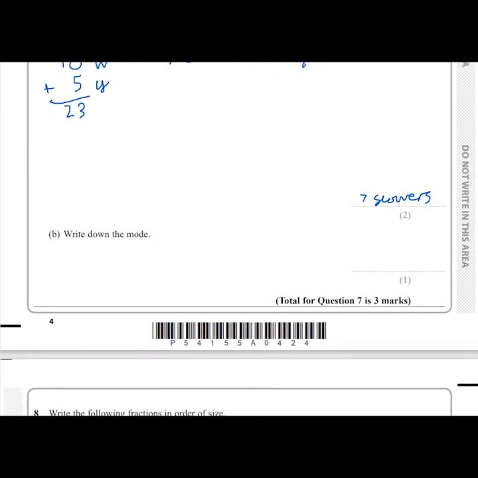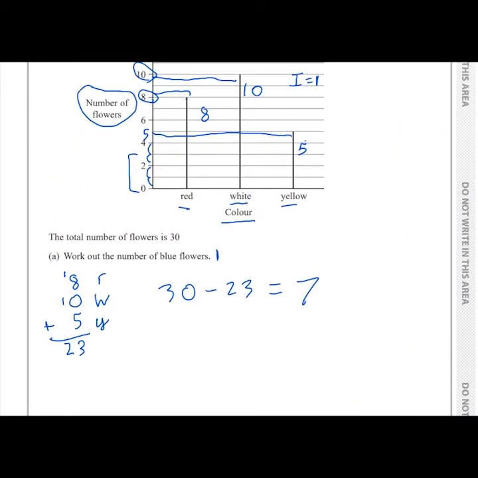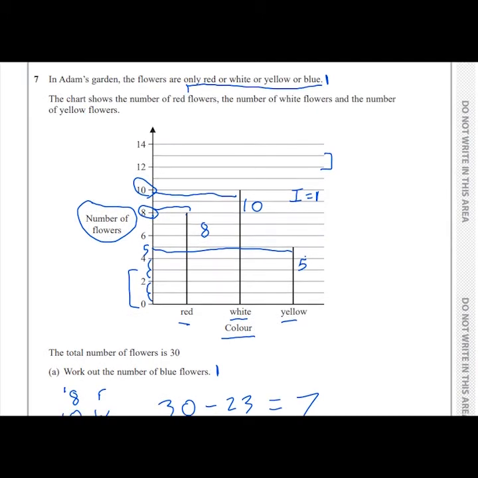So moving on to part B, write down the mode. So the mode is the largest group within our collection of data. So if we just add blue to our chart here, what we get is, we just draw a little line up here, and there's 6 and 8, and so we get 7.